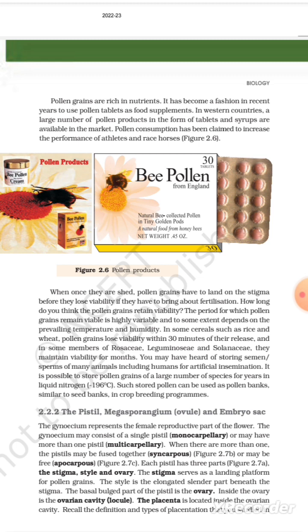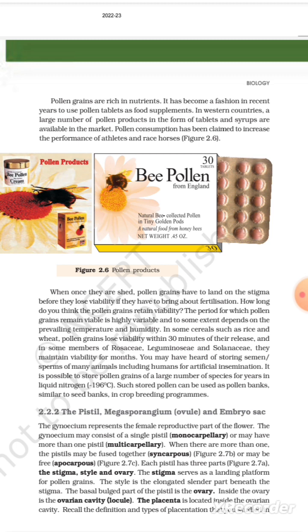You have heard of storing semen or sperm of many animals, including human, for artificial insemination. It is possible to store pollen grains of a large number of species for years in liquid nitrogen at minus 196 degrees Celsius. Such stored pollen can be used as pollen banks, similar to seed banks, in crop breeding programs.